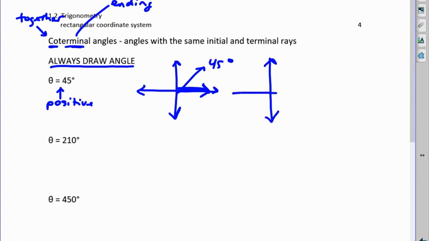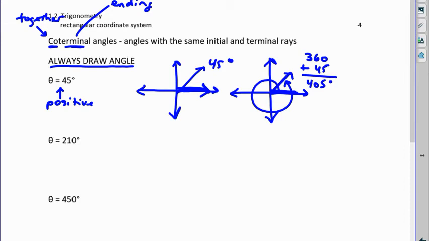And remember, always draw. So here's my drawing, starting on the initial ray, and I want it to end here, but I don't want it to be 45. I want to go all the way around and stop at 45. How far would someone have traveled? They would have traveled 360 degrees and 45 degrees for a total of 405 degrees. So that's how far they would have gone, and that would be a positive coterminal angle.